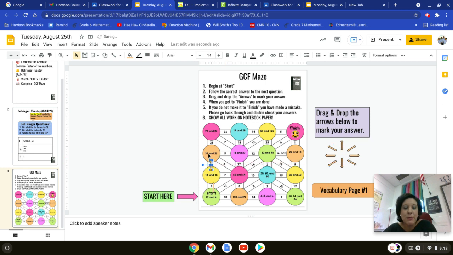So my next problem is 35 and 25. So the GCF of 35 and 25 is either 25, 5, or 6. And then you take that arrow and point, and so the GCF of 25 and 35 is 5. And so that tells you your next problem, and that would be 18 and 27. And you're going to do that until you get to the finish line. I hope that makes sense.